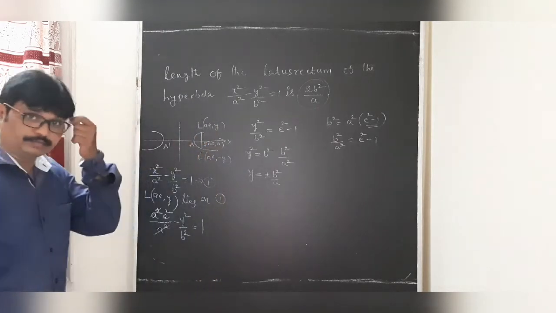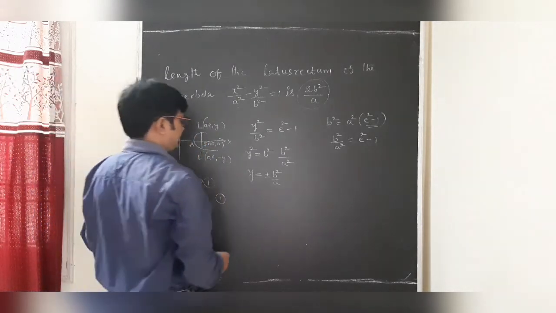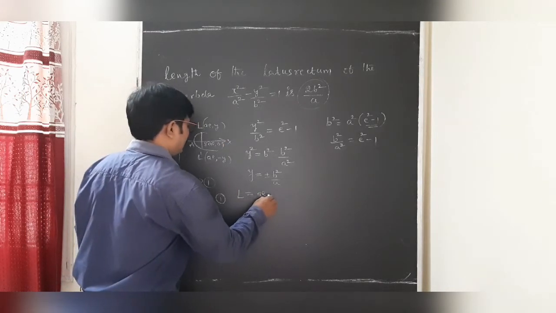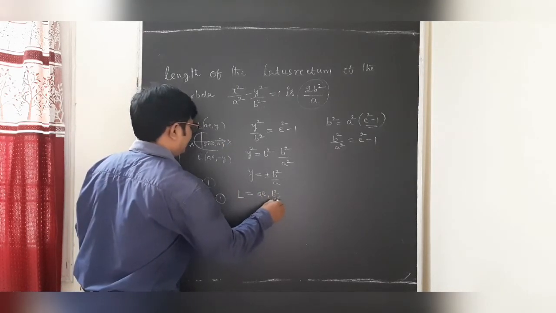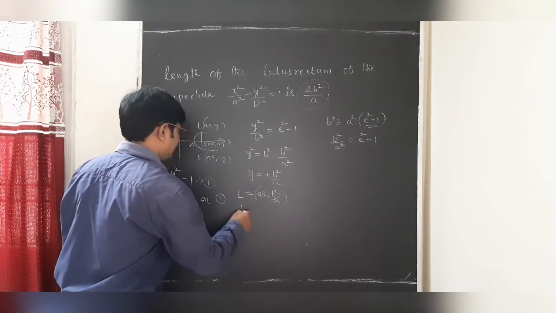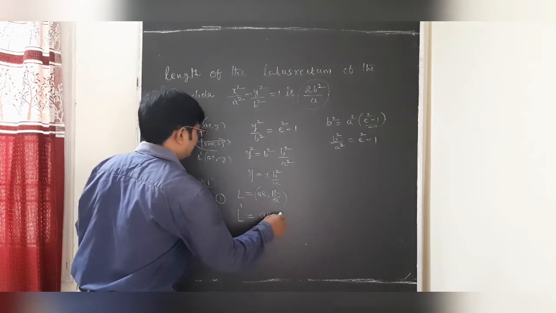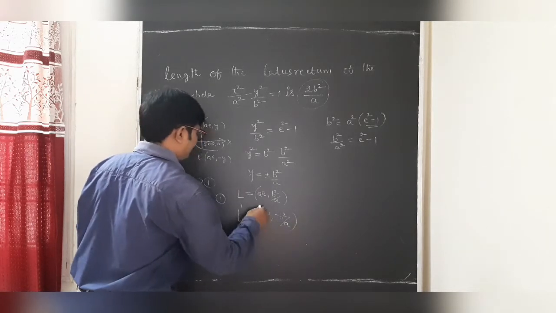So, students, what we observe? L is (ae, b square by a). This is L. L dash is (ae, minus b square by a).